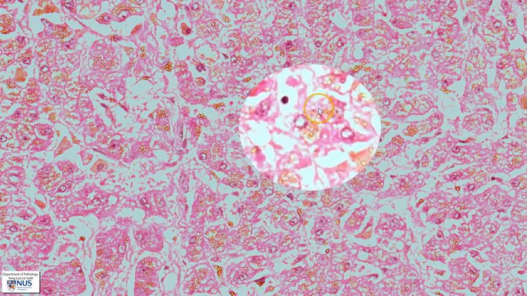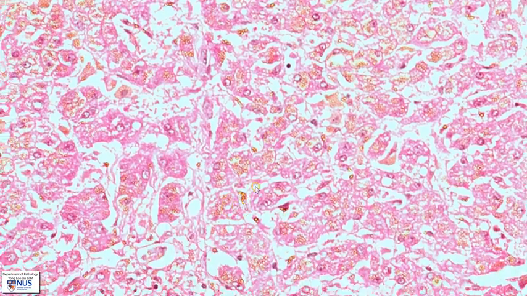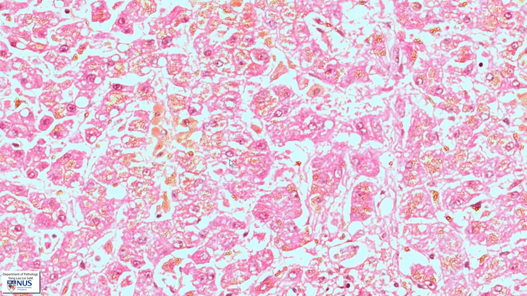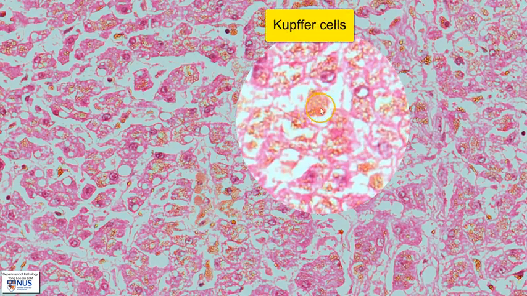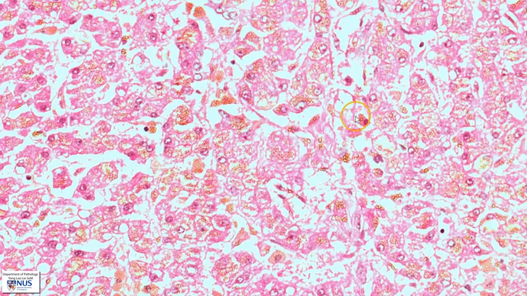This is a hepatocyte with the hepatocyte nucleus here and the cytoplasm, and this brown pigment is in the cytoplasm. As we move around, we can also see that there is abundant brown iron pigment within the hepatocytes. In addition, this pigment can also be found within Kupffer cells, which are phagocytic cells that are present within the liver sinusoids. Here is another example of a Kupffer cell containing iron pigment.